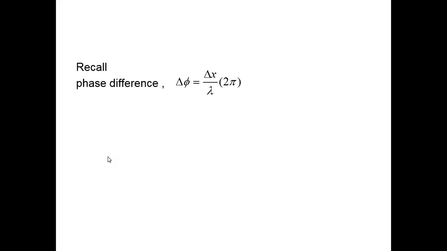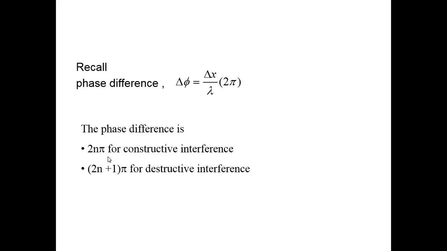Besides the path difference, we would like to also obtain the condition for the phase difference. The phase difference, if I recall the formula, in terms of the path difference, the symbol for path difference is delta x. Okay, this is the phase difference. If I sub in the path difference for constructive interference, which is n lambda, the phase difference will be 2n pi for constructive interference. Similarly, if I sub in a path difference of (n plus half) lambda for destructive interference, I'll get the phase difference of (2n plus 1) pi for destructive interference.